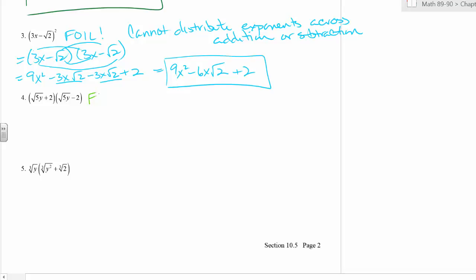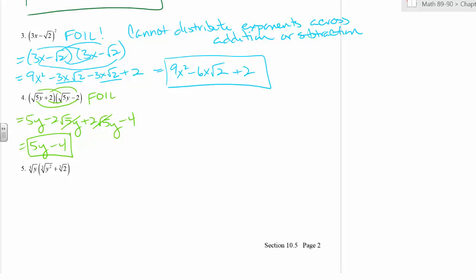We are going to FOIL this one too. First, square root of 5y times the square root of 5y. We know that if we square a square root, then we end up with whatever's inside, so we just end up with 5y. Outer, we have negative 2 times the square root of 5y, which is negative 2 square roots of 5y. Inner, positive 2 times the square root of 5y is plus 2 square roots of 5y. And then last, negative 4. So inner and outer terms cancel, and we just end up with 5y minus 4. So 2 terms that are perfect squares if you're using radicals.